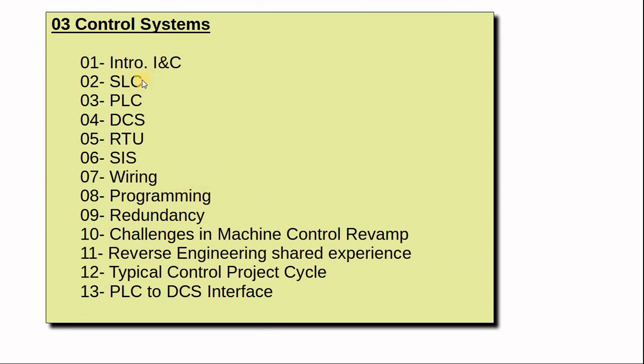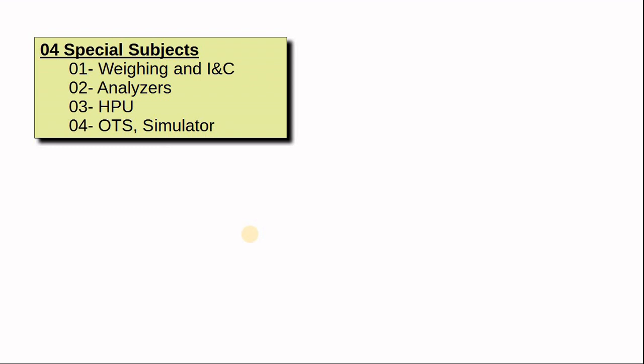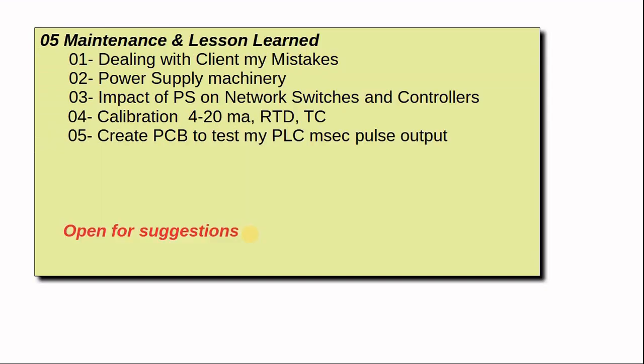Control system, we will start with single loop controller, PLC, DCS, and so on. And then we will discuss the wiring, redundancy, how you can build your redundant system, and some of the reverse engineering and machine control as well. A special subject we will discuss in the weighing system and packaging and interface with I&C, analyzers, hydraulic power unit, and operator training simulator.